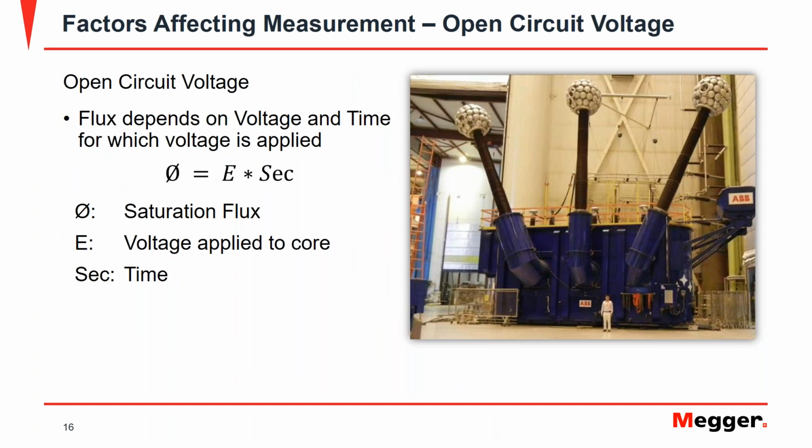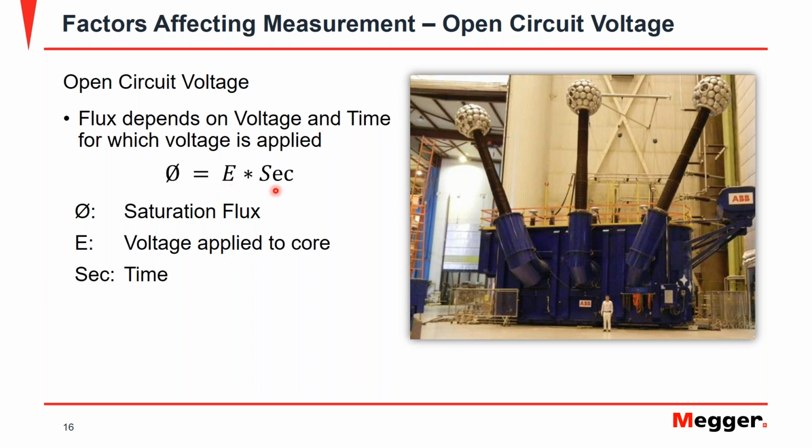While we are injecting current into the transformer winding, we are also subjecting the transformer core to saturation. We want to saturate the transformer core in order to get the transformer winding resistance measurement. The transformer core saturation depends on voltage and time. As you can see in this equation here, the flux that it takes to saturate the transformer core is dependent on the voltage and the time for which that voltage is applied.